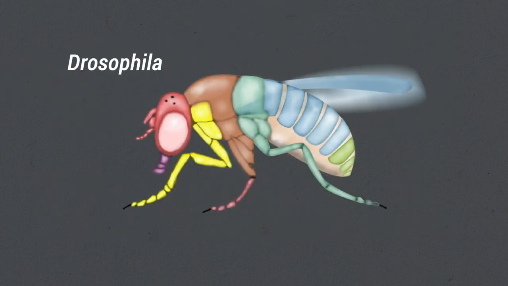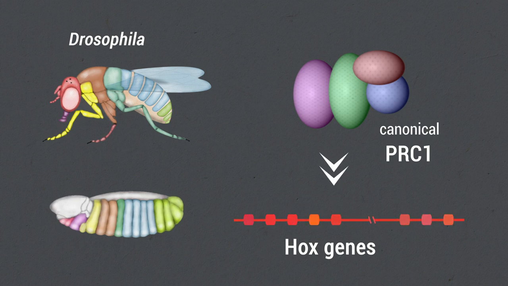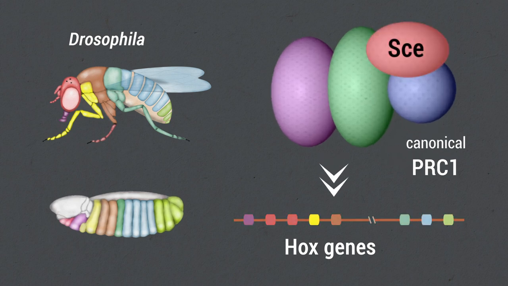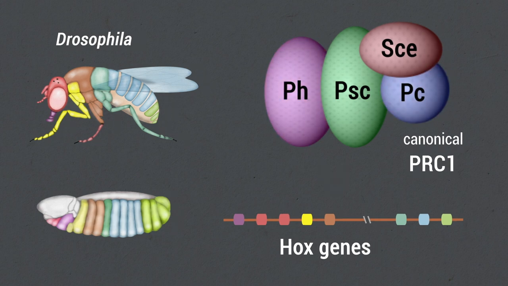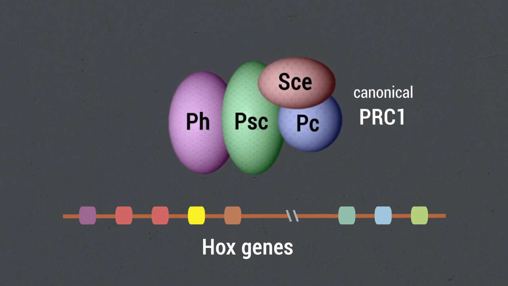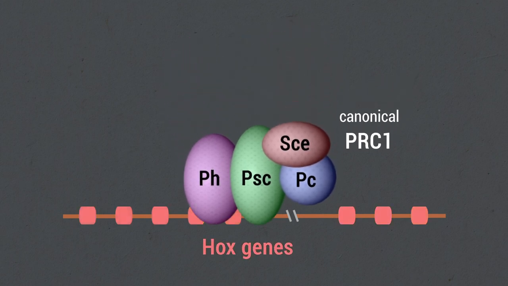In Drosophila, Hox gene expression is regulated by canonical PRC1, which is composed of Sex combs extra, Posterior sex combs, SUS2, and two proteins that are specific components of this complex, Polyhomeotic and Polycomb. The mechanism by which canonical PRC1 mediates gene silencing is not understood.